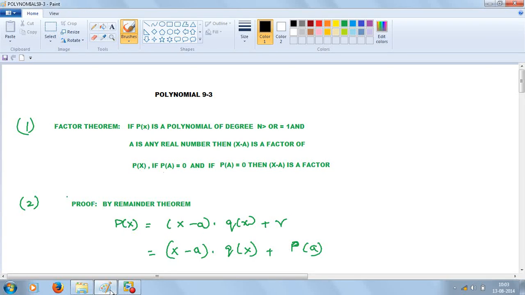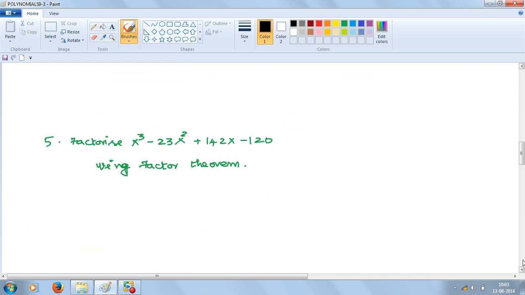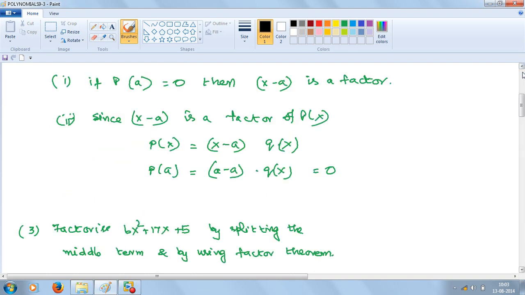Good morning. Welcome to our next lesson in polynomials. Today we will see the factor theorem. In this chapter, we will see the factor theorem, the remainder theorem, and factorization using the remainder theorem.